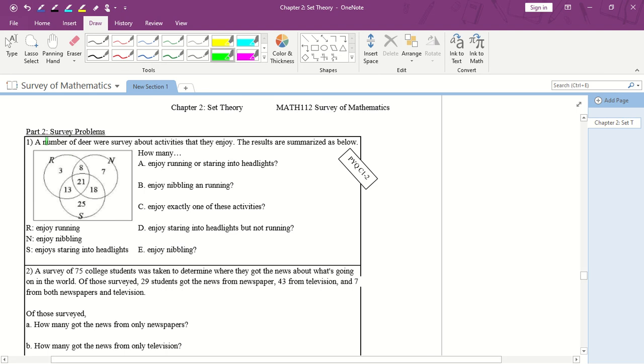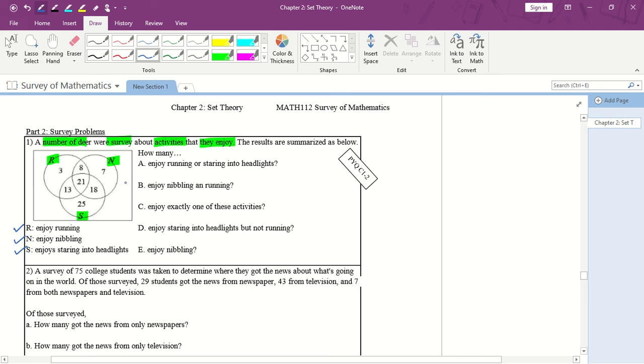A number of deer were surveyed about activities that they enjoy. The results are summarized as below. There is set R, set N, and set S. R stands for running, N stands for nibbling, and S stands for staring into headlights. So the deer enjoy running, nibbling, and staring into headlights.